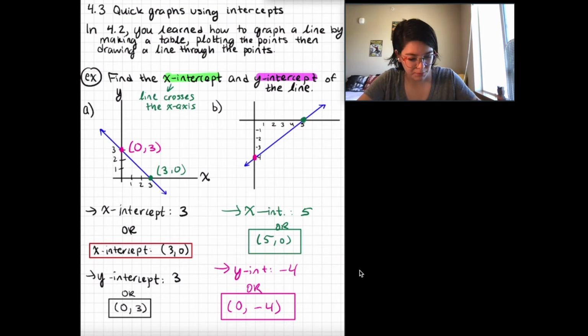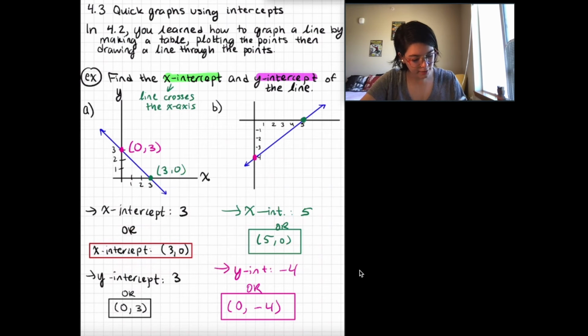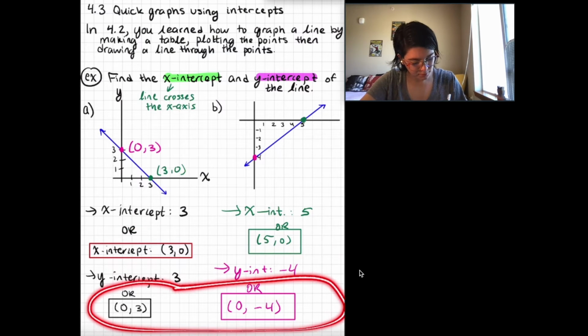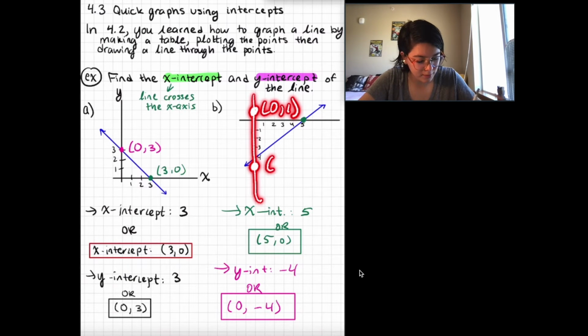Now I want you to notice something in these points. Notice how with both our x-intercepts, the y-coordinate is 0. And with our y-intercepts, the x-coordinates are 0. That's because if we look anywhere on our y-intercept, our x-coordinate is going to be 0 because we don't go left or right any. So for instance, this would be the point 0, 1. This would be the point 0, -4. See how our x-coordinates are always 0.